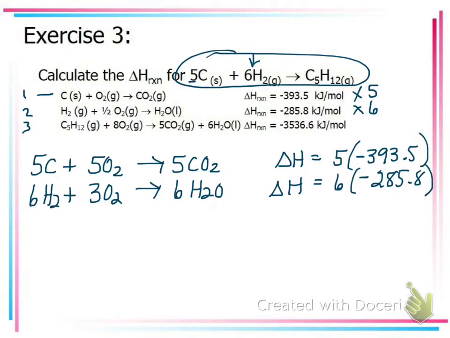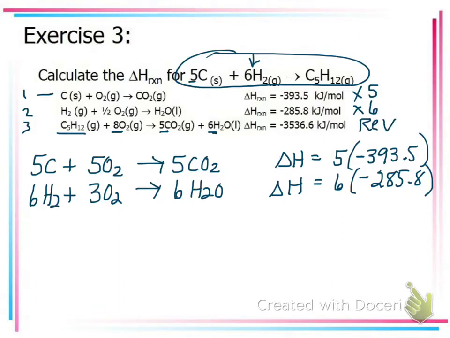All right, and then I look at my third equation, and I see that the C5H12, which is pentane, is in the wrong place. I need it on the product side, so this one needs to be reversed. And if I glance ahead, I see that I've got 6 H2O, I've got 5 CO2, and I've got 8 oxygen. If I look at my other ones, the way I've rearranged it, I'm not going to need to multiply or divide by any integer. I just need to reverse it. So I'm going to reverse that.